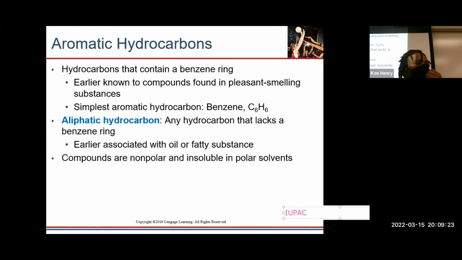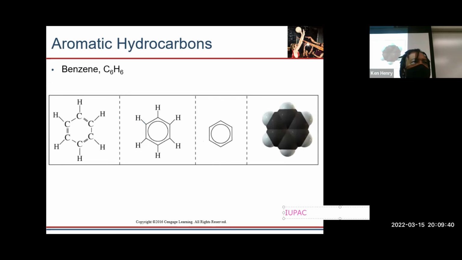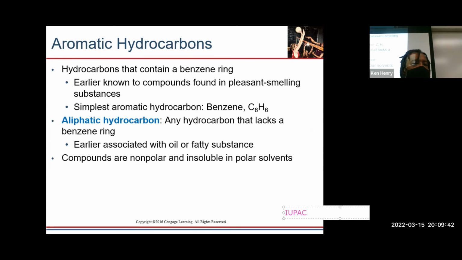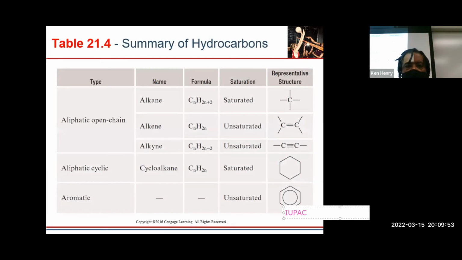So the other thing about aliphatic hydrocarbons, you guys ready? Come on, back here. Aliphatic hydrocarbons are often associated with fats and oils. Initially, that's the only thing they were associated with, fats and oils. Aliphatic basically means it's lacking the benzene ring, right? The way I remember aliphatic: fat, oil. Okay, so these are some of the things you want to keep in mind. The aliphatic open chains are the alkanes, the alkenes, and the alkynes.